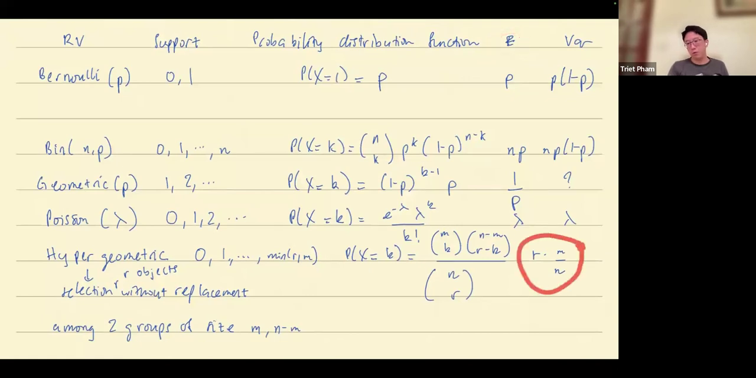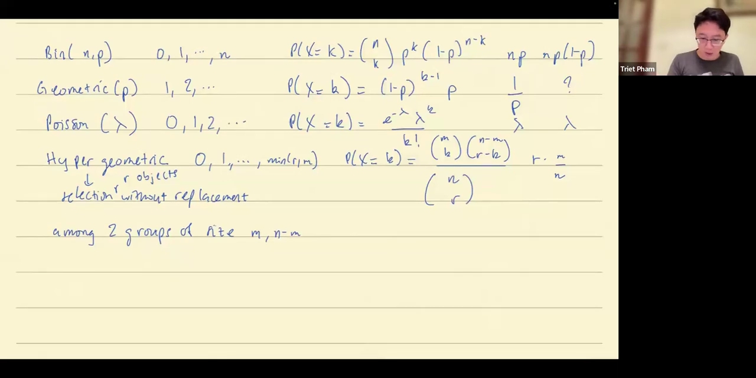And this is something worth remembering, because if you do know the expectation formula... Let's write down real quick. What is the expectation formula of a random variable when it's discrete?